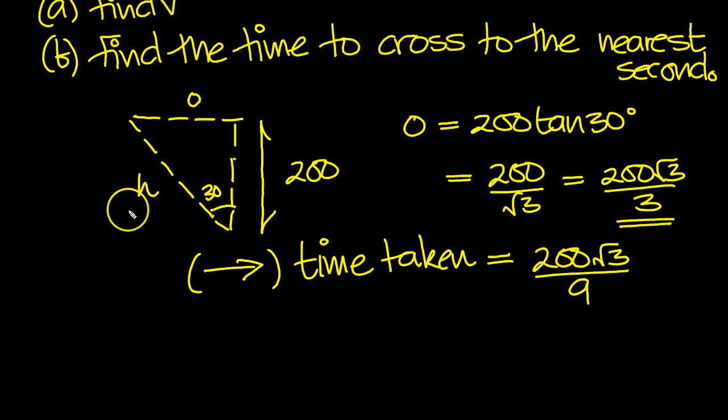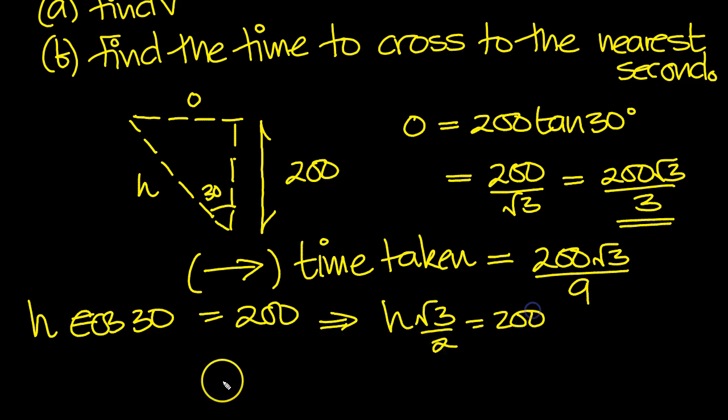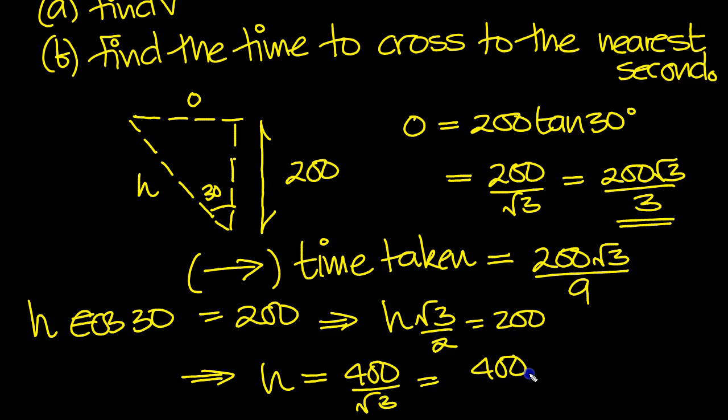Now if we look at h, this distance here, h cos 30 is 200. Cos 30 is root 3 over 2, so h root 3 over 2 is equal to 200. So h is equal to, moving the 2 up, 400, and then moving the root 3 down, 400 root 3, multiplied by root 3 top and bottom, 400 root 3 over 3.